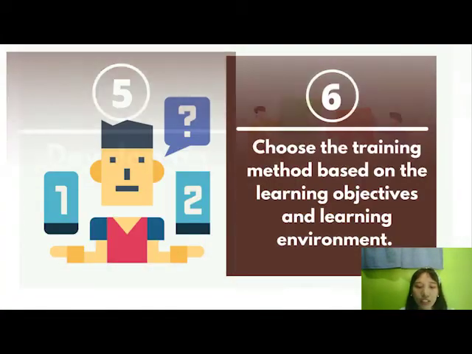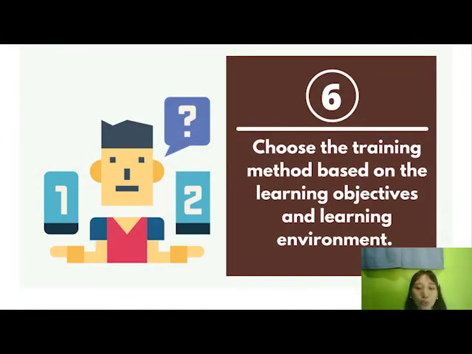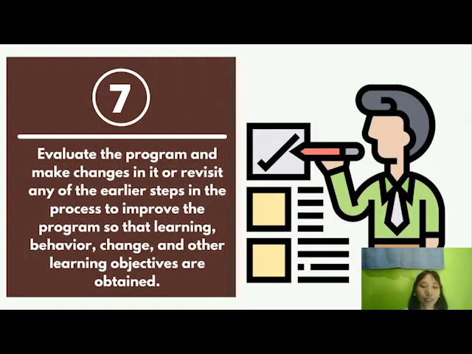In the second to the last step, the organization will choose which training method is to be used based on the learning objectives and learning environment. This will be a crucial step since there are a lot of methods, and we need to select which of these methods is the most appropriate for achieving the learning goals.